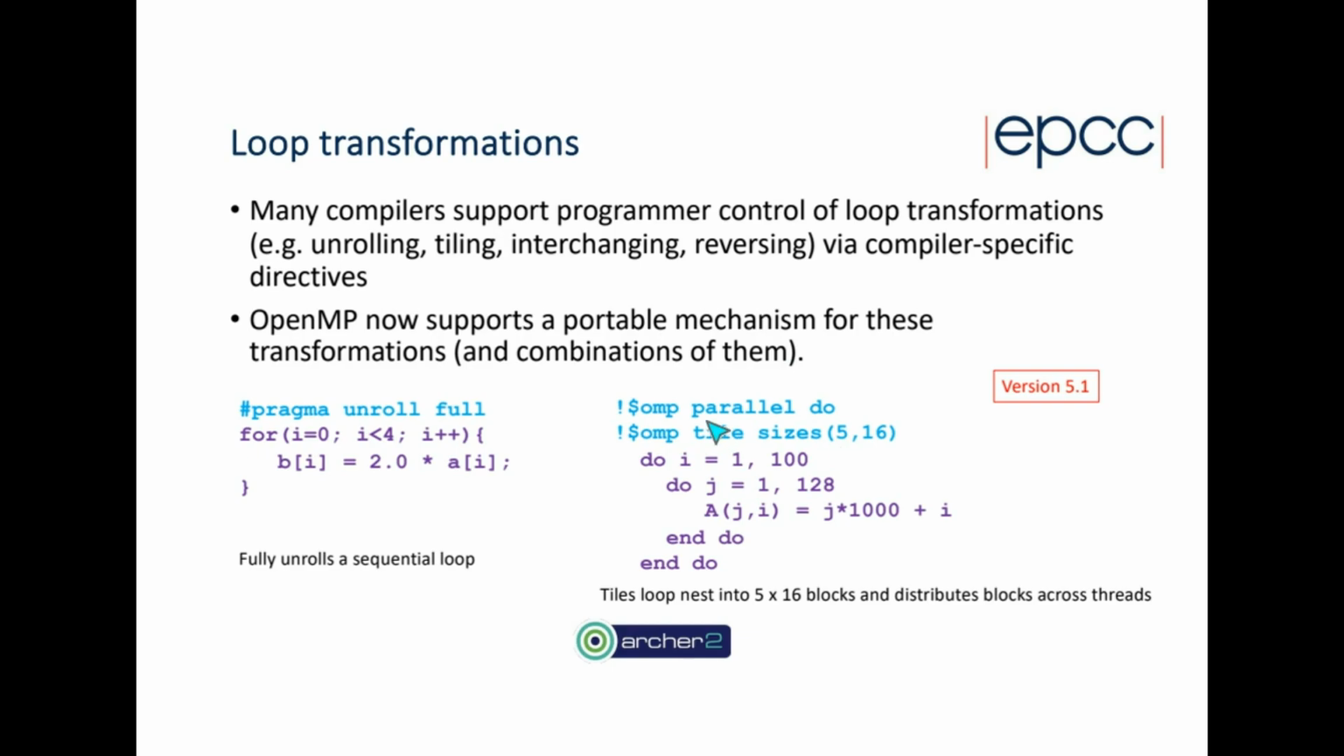You can also combine parallelism and loop transformations as well. So you can do omp parallel do tile, and then give it the tile sizes. It'll basically say, okay, I'll take this nested loop, I'll decompose it into blocks of 5 by 16, so 5 i iterations and 16 j iterations, and then distribute those blocks across the different threads. So you can do things like that with these directives.